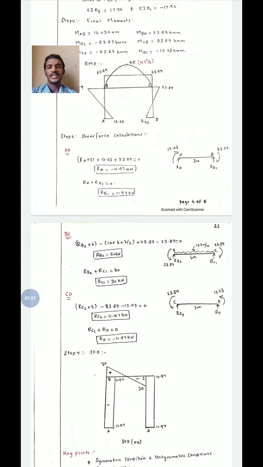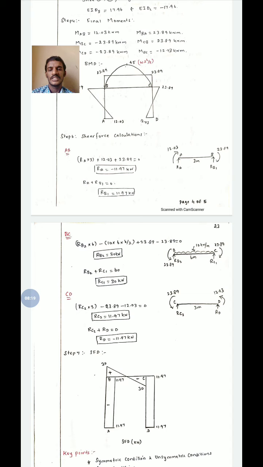Similarly, for the BC portion, there is a load acting, 10 kilonewton per meter as UDL, and both the end moments are considered. Taking moment at C point, we will get RB2 into 6 meter minus 10 into 6 into 6 by 2 for the UDL portion, plus 23.89 and minus 23.89 as left and right moments, equal to 0. Finally, we get RB2 as 30 kilonewton. Substituting that in the below equation, we get RC1 as 30 kilonewton.